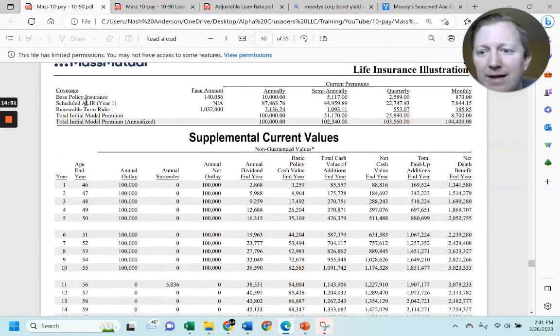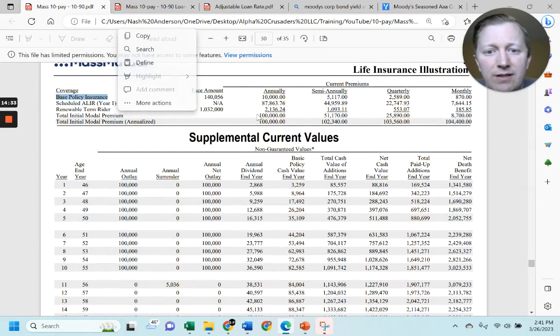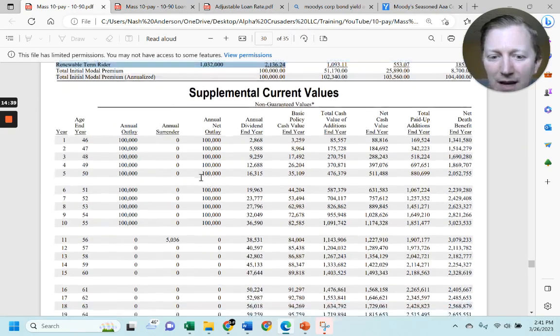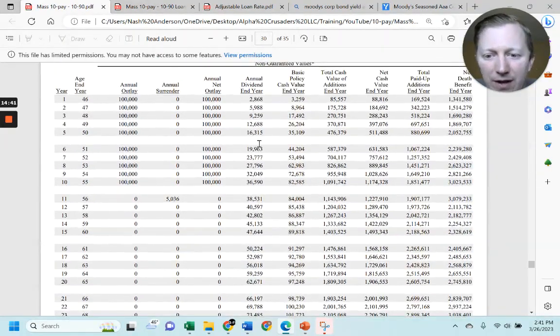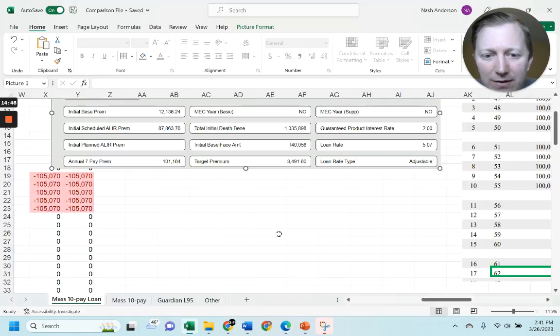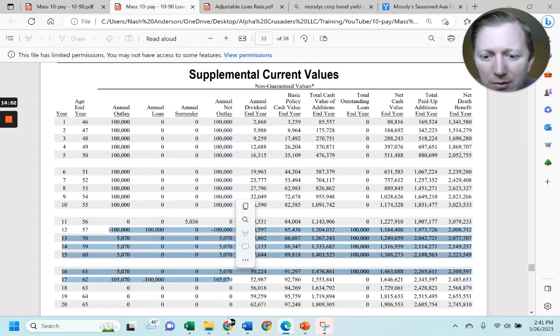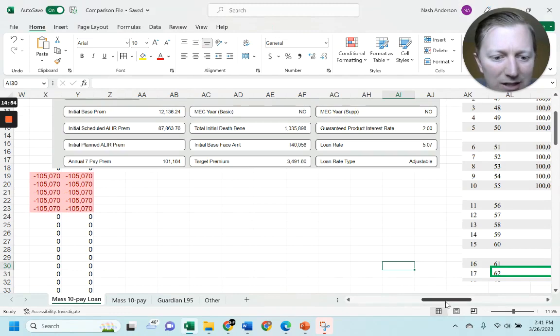Now, let's look at the products here. So, base policy insurance, this is the growth scenario. $10,000 going to base premium, the rest going to the paid-up additions rider and the renewable term rider. Now, this is just pure growth, okay? What I did was take this and put it into the Excel file, but I also took the loan scenario and put that into the Excel file.